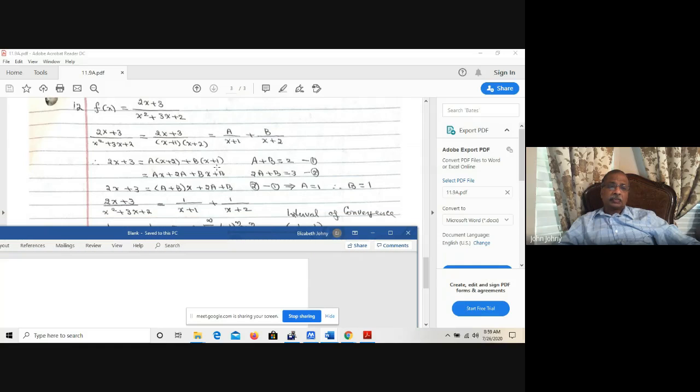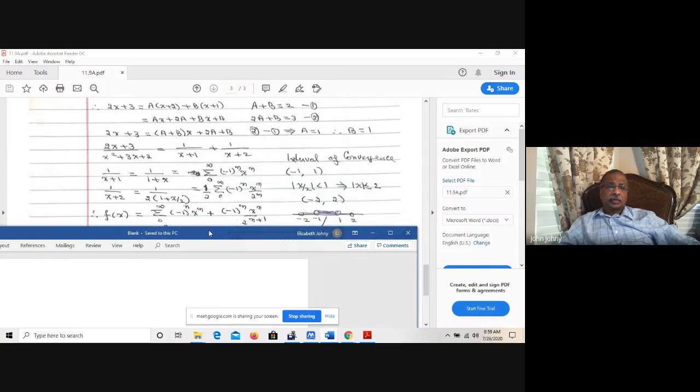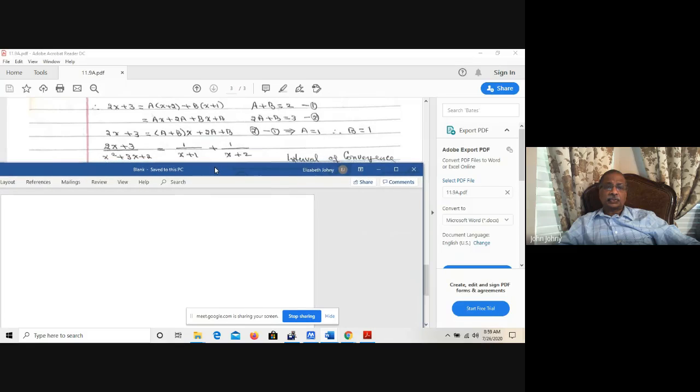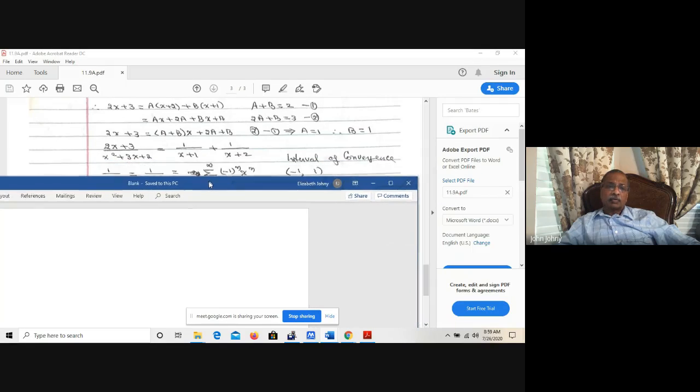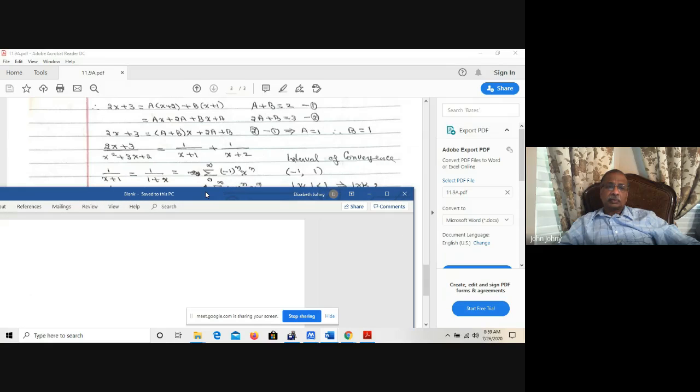Therefore, 2x plus 3 divided by x squared plus 3x plus 2 is equal to a over x plus 1, means 1 over x plus 1 plus 1 over x plus 2. And we are using the same procedure here. 1 over x plus 1 is the same as 1 over 1 plus x. That is same as sigma 0 to infinity negative 1 to the power of n x to the power of n. So you refer result number 2 there. And we know the interval of convergence is negative 1 to 1.